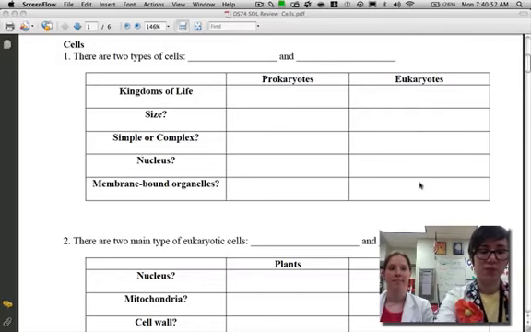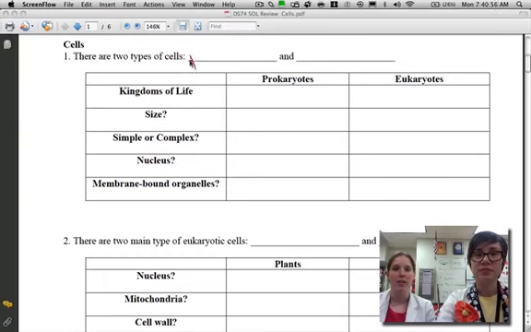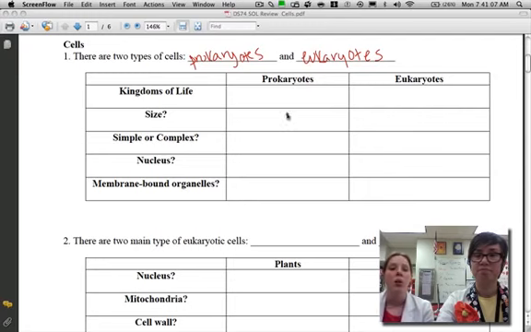So here we go. There are two types of cells, prokaryotes and eukaryotes. We're going to use this chart right here to compare the similarities and differences between the two. The first characteristic is which kingdoms of life include these organisms. So you want to tell us?